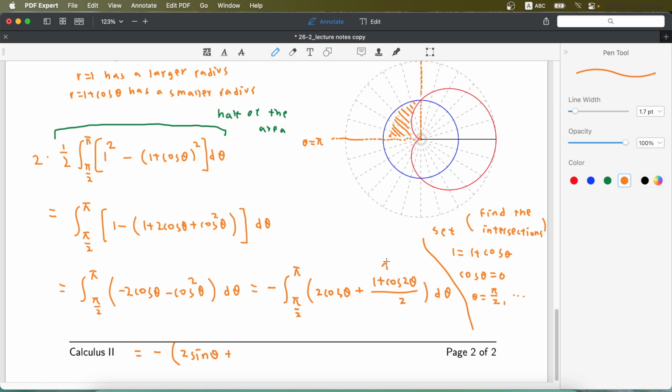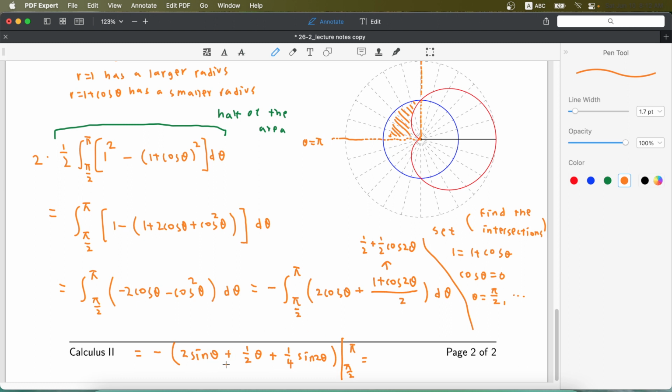You can basically split it into 1/2 plus 1/2 cosine 2 theta, and then integrate this and this respectively. So the integral of 1/2 is 1/2 theta, and the integral of cosine 2 theta is sine 2 theta over 2. Don't forget the chain rule, but if you divide it by 2 and then multiply by 1/2, that's 1 over 4. And from pi over 2 to pi. Now right here, you can plug in the upper bound.